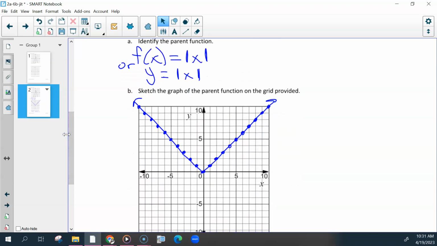B is just graphing part A, so starting at the origin, your vertex is 0, 0, your slope is up 1, right 1, and up 1, left 1. So that would be the original parent function graph for part B.